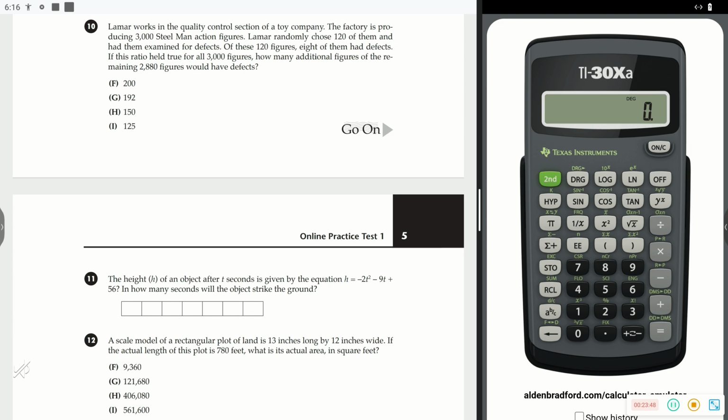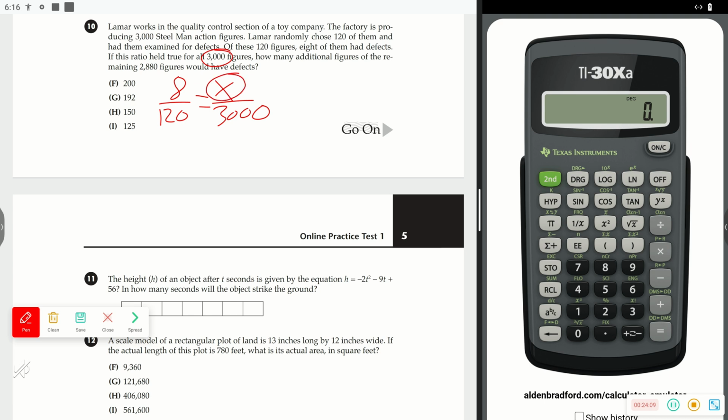So we're going to write this, let me just make sure that I look at the problem real quick. Yeah, so we're just going to write this as a simple ratio where we have 8 defects divided by 120. This is going to equal some number of defects divided by the total number, which is 3,000.